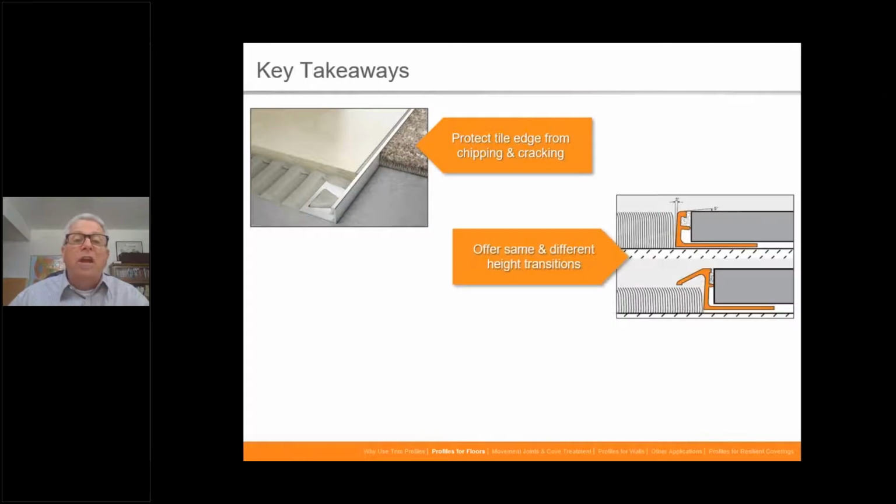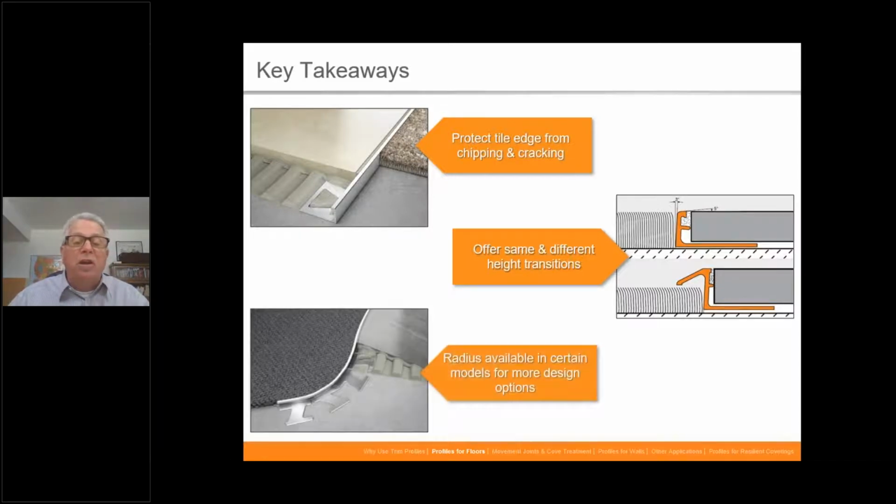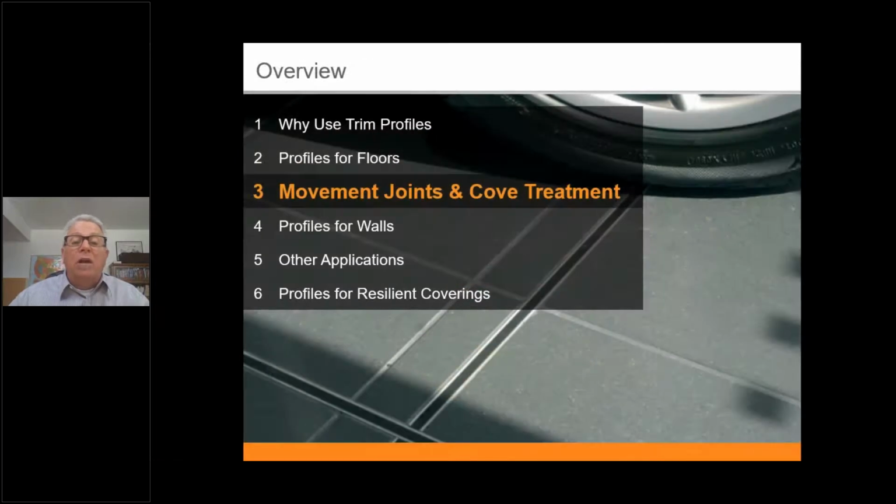So the key takeaways from that section, again: we're going to protect the edge of the tile. We're going to make a nice smooth transition, whether it's same height or different height, and many of them are available for more of a design element if you want to do a radius. So keep those in mind. All right, so how about movement joints and cove treatment?